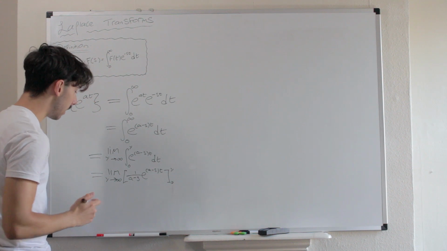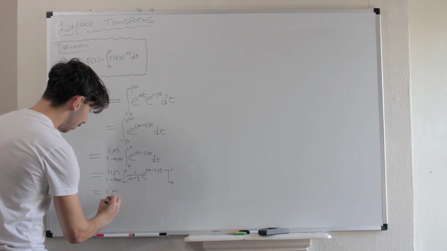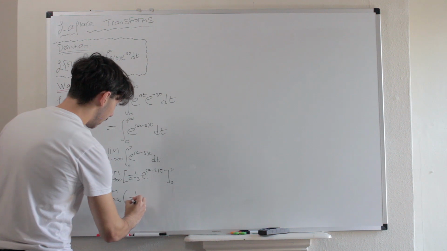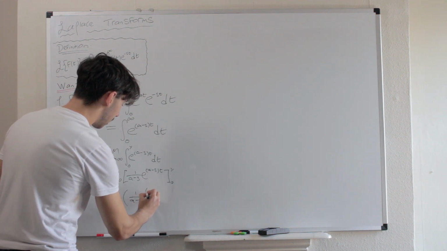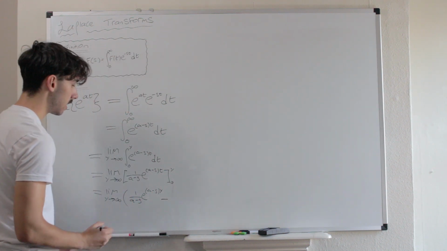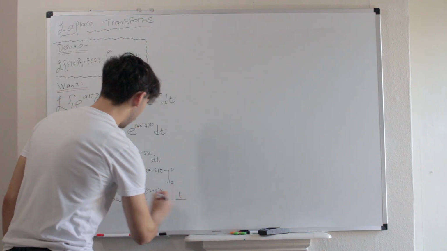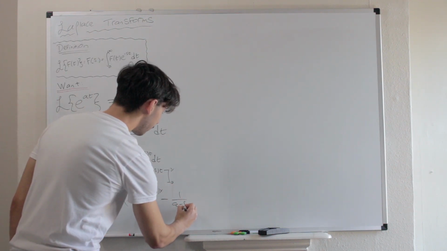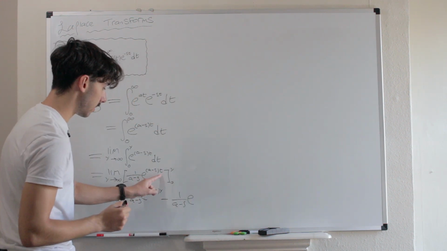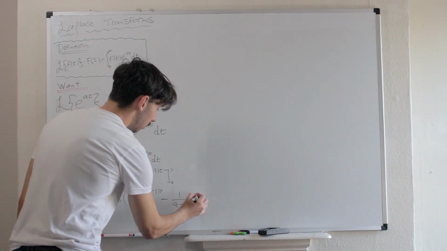Okay, now let's plug some values in. So we've got the limit as y goes to infinity. Now we've got 1 over (a minus s) times e to the (a minus s)y, minus, and then let's see what happens when we put in our 0. So 1 over (a minus s) times e to the power of (a minus s) times t, but t is 0, so it's e to the 0, which is obviously 1.